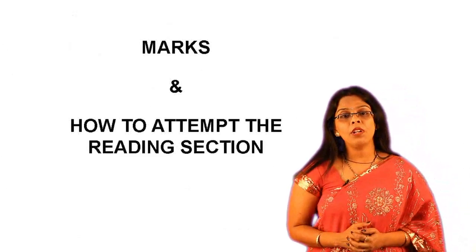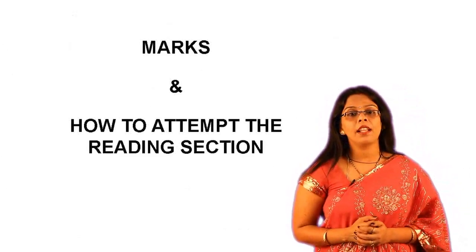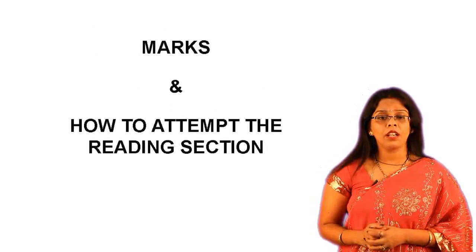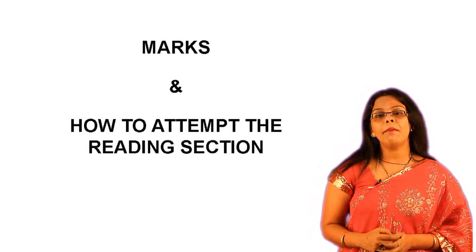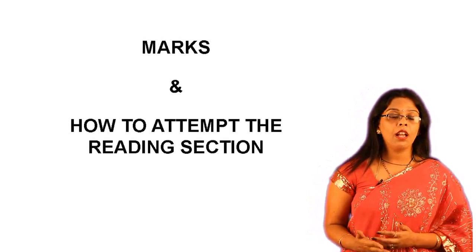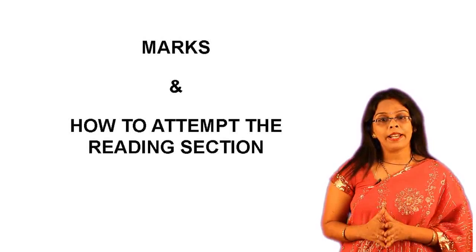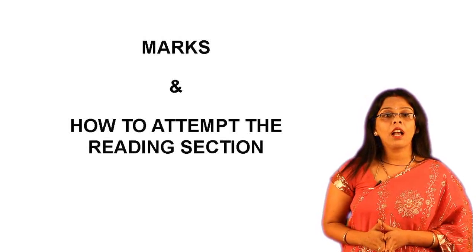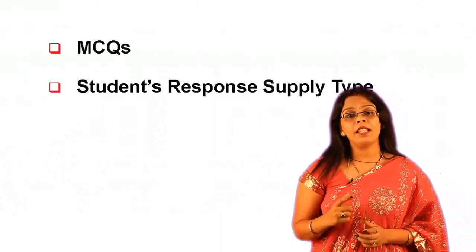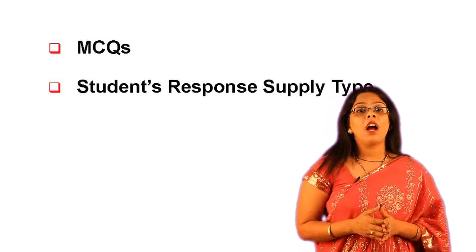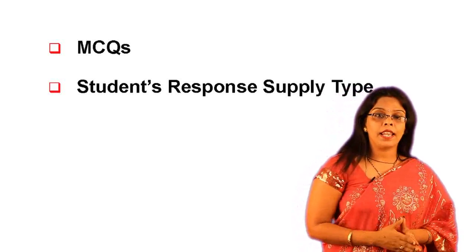Now let's talk about 2 most important things. They are marks and how to attempt the reading section. In the question paper, there will be 3 unseen passages. A poem may come or it may not come. 2 unseen passages will carry 5 marks each and 1 passage carrying 10 marks. Type of questions will be asked in the form of MCQs, that is multiple choice questions, and student response supply type.